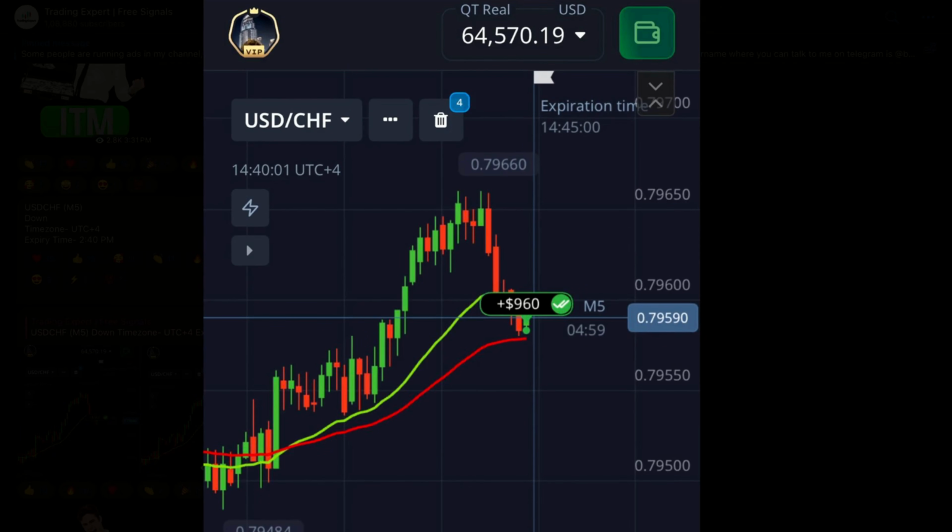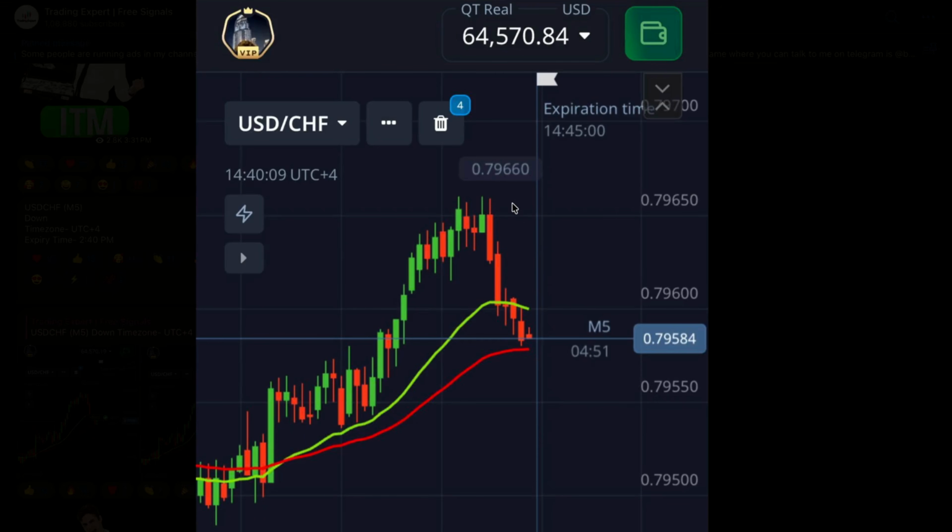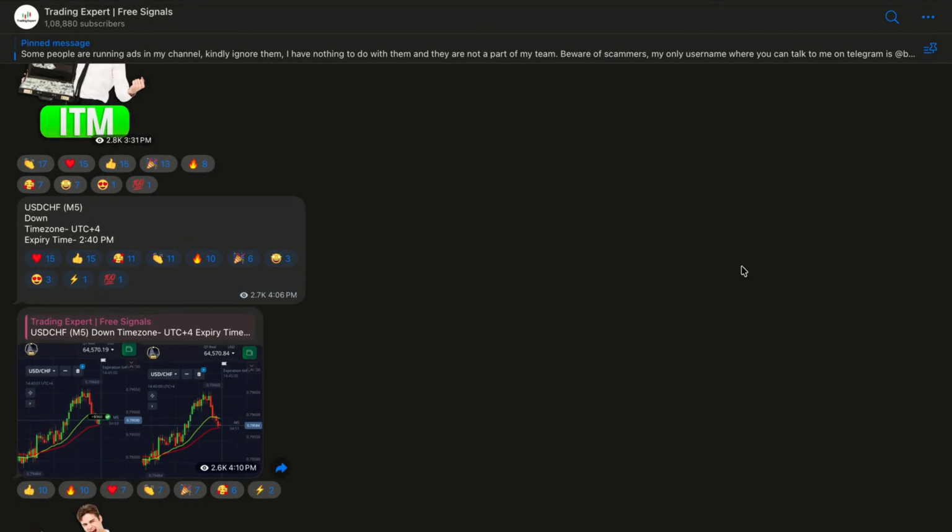The next signal was for USD 5 minutes down. Again, a very good win. In this you can just see there was a clear downfall and strong bearish candles were forming. This was showing that sellers were in control, and we entered a downside trade here with a very good entry at the moving average and we won it.